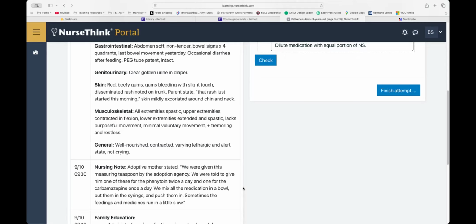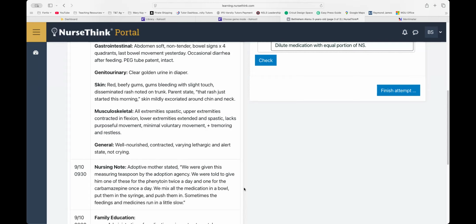What is wrong with that picture? Shouldn't be putting all the medications together. Yeah, we don't want to mix medications. We should be giving them separately. How accurate do you think our measurements are? Not accurate with all the medications in one tube. Yeah, we're using a measuring teaspoon.